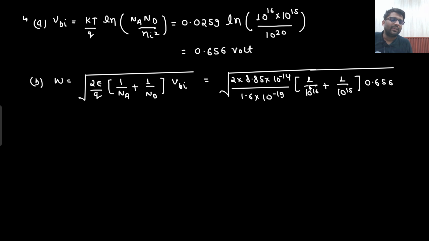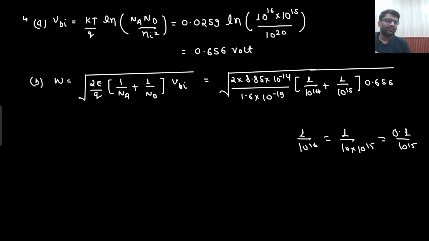0.1 by 10 to the power 15. 1 by 10 to the power 16 is there, so that is 1 by 10 into 10 to the power 15. 1 by 10 is 0.1, so 0.1 divided by 10 to the power 15. So 0.1 plus 1 would be 1.1, right?